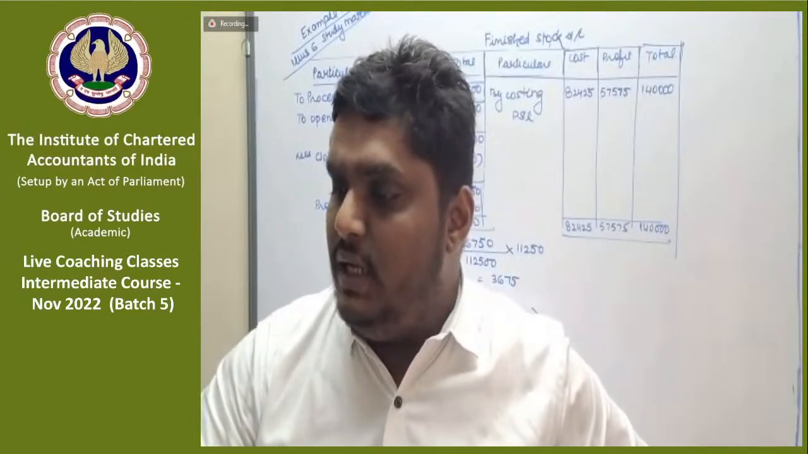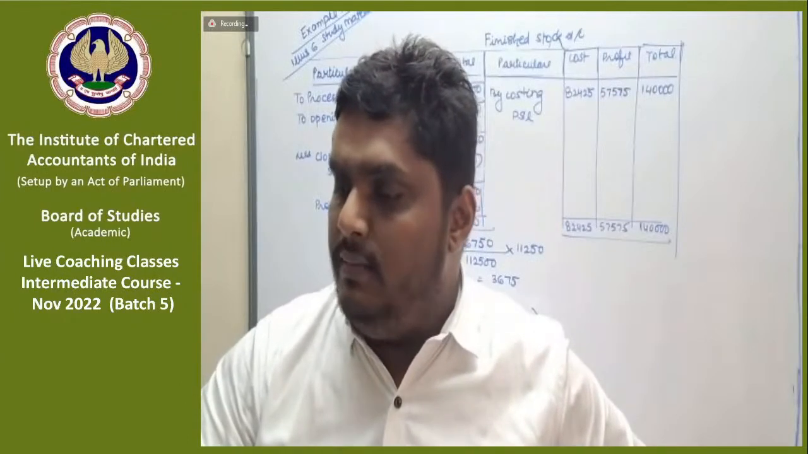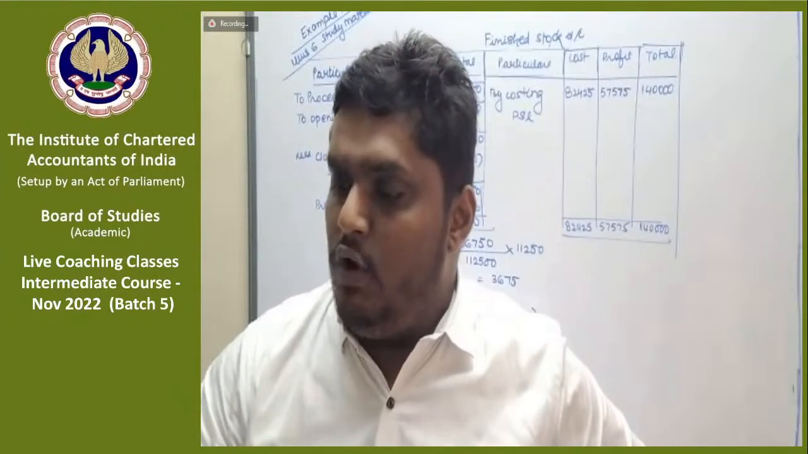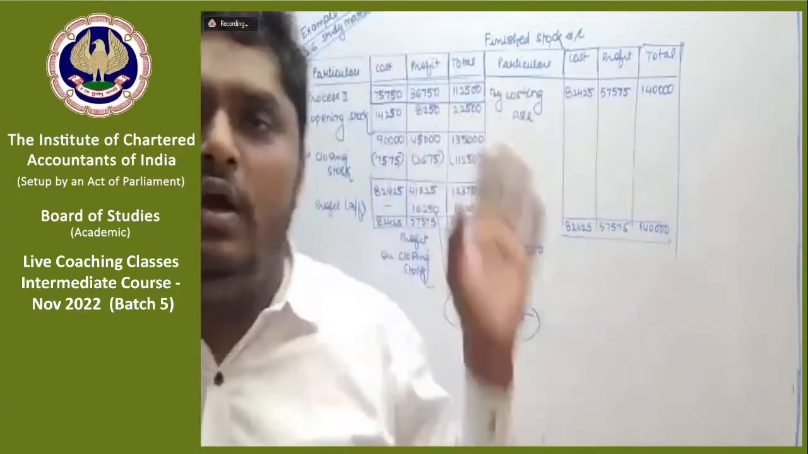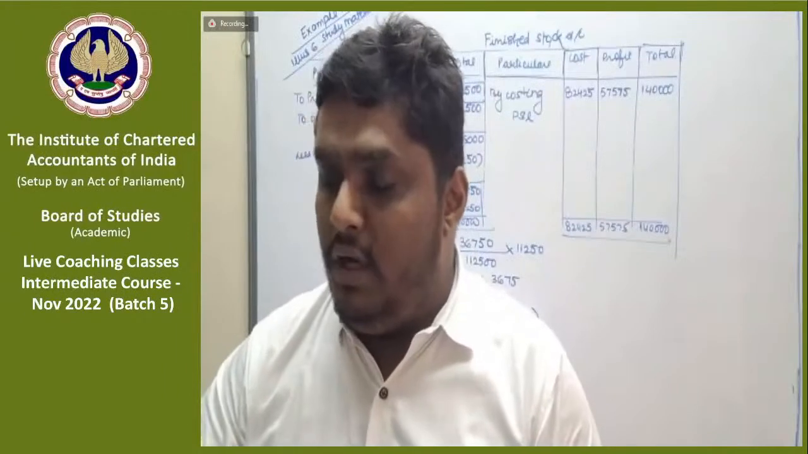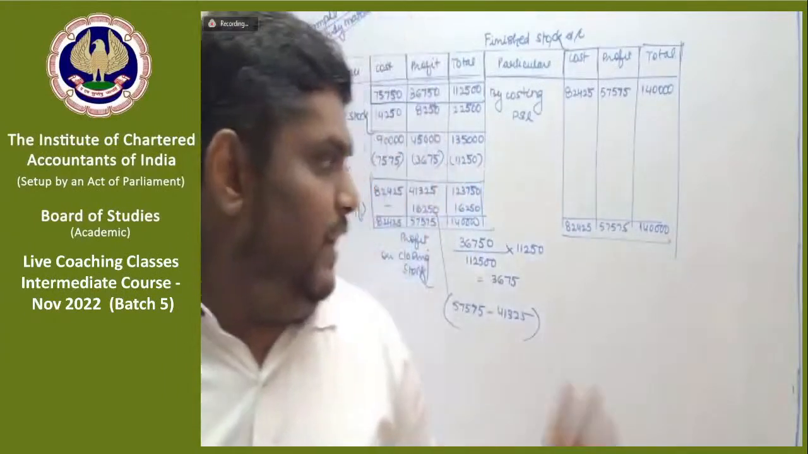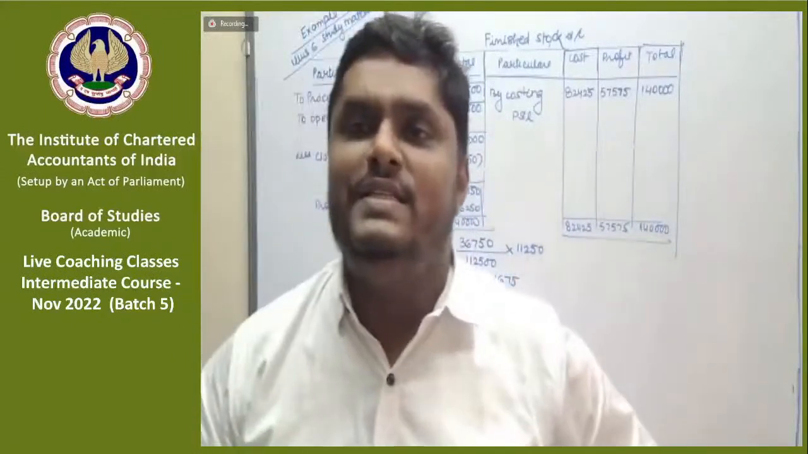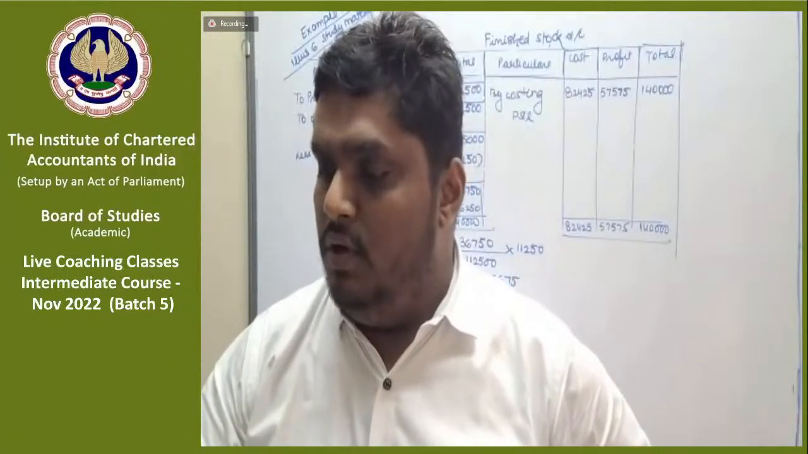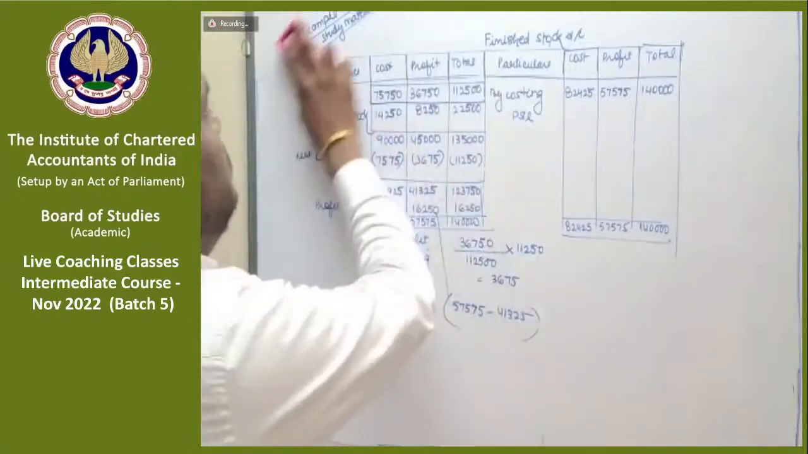I'm just checking the queries. Prema, Joy, Clara, when talking about the profit on opening stock, it is given in the question. And talking about the profit on finished stock, we have calculated and I have shown the necessary calculations. So let's proceed further with the next part of the chapter, that is work in progress.